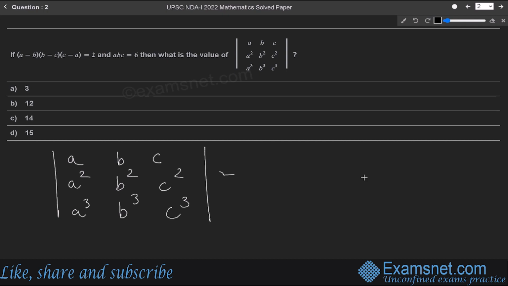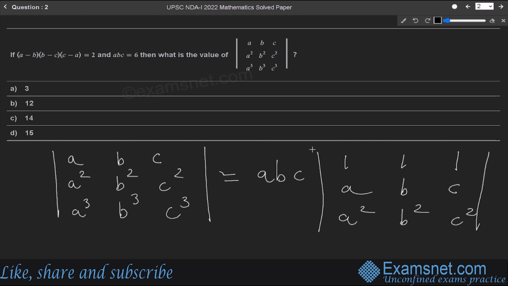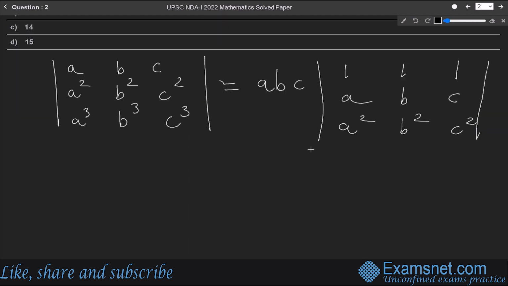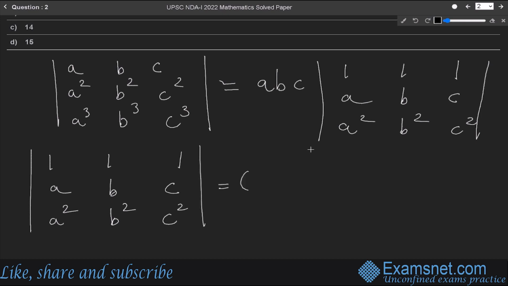Yes, ABC is common in this determinant. So in the first step, we are taking ABC common. We get 1 1 1, A B C, A square B square and C square. There is a form which you have to remember for solving this question, which is 1 1 1, A B C, A square B square C square is equal to A minus B into B minus C into C minus A.